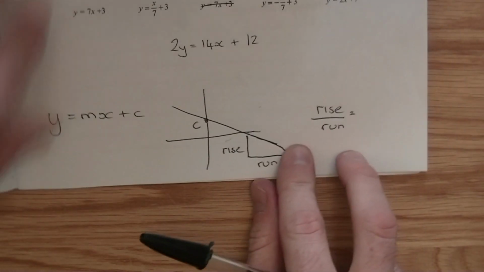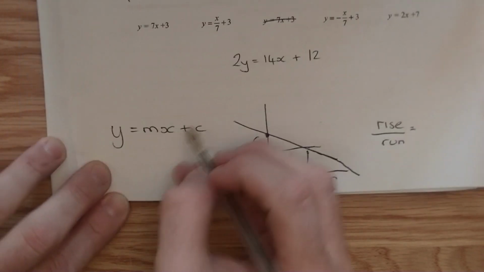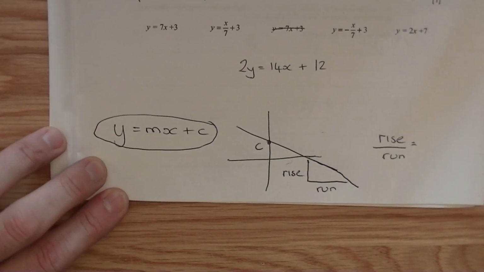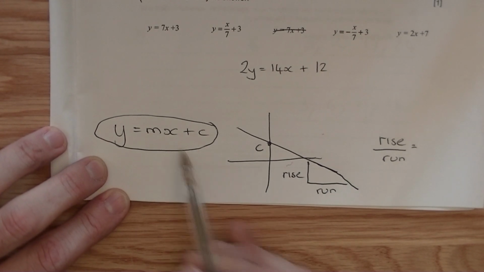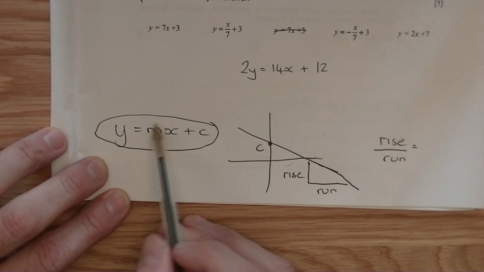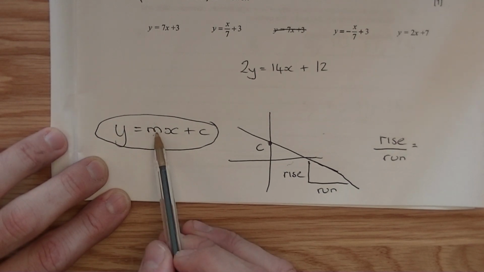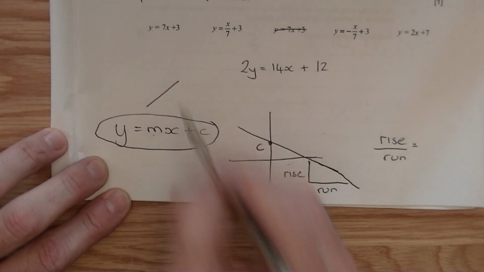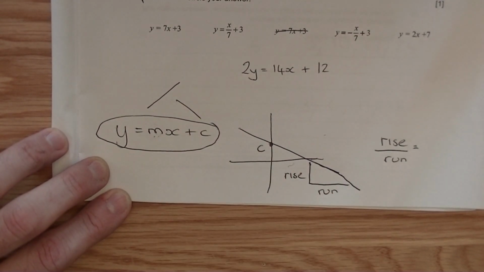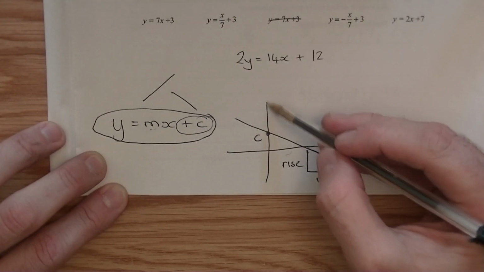For any straight line graph, the equation of the line looks like that. y equals mx plus c, where the number before the x, m, would be a number. That number represents the gradient. If that number is positive, the line is going up. If that number is negative, it's going down. The c is where it cuts through the y-axis, which is this here.